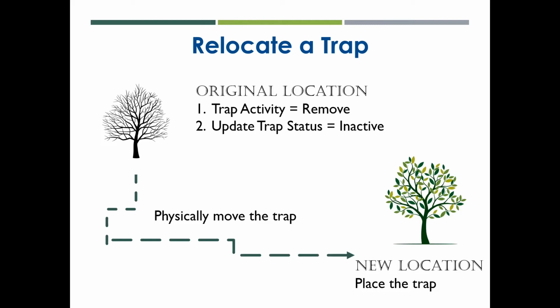So you would first want to enter two data points into the original location. First of all, your trap activity, the last trap activity, should be that it was removed, right? So you want to enter the trap activity remove, and then you want to update the trap status from active to inactive. And then imagine walking down this dotted line to the new location with that trap, or possibly a new one, and you start the process over by entering data, placing the trap.